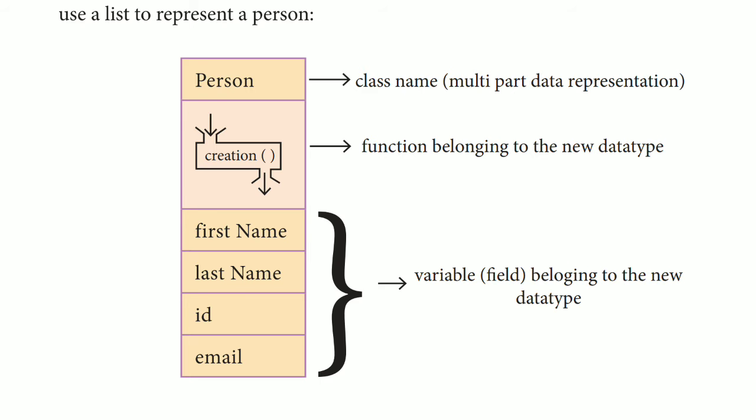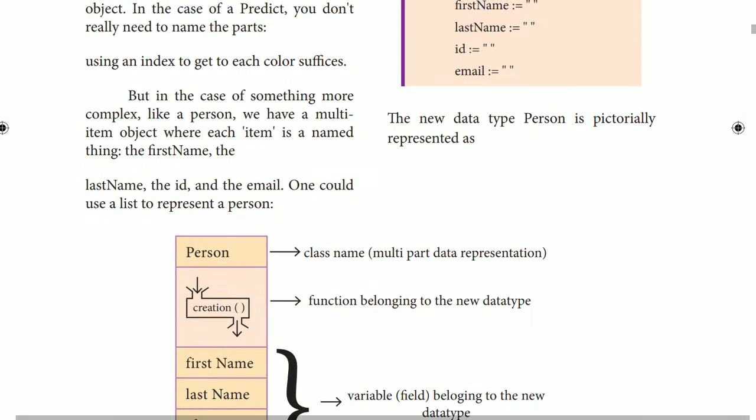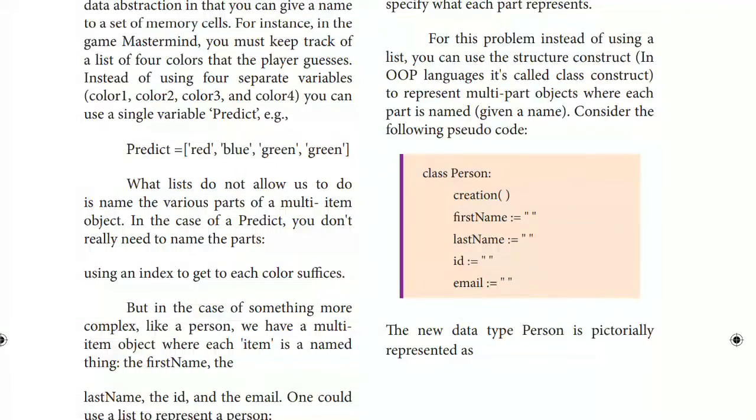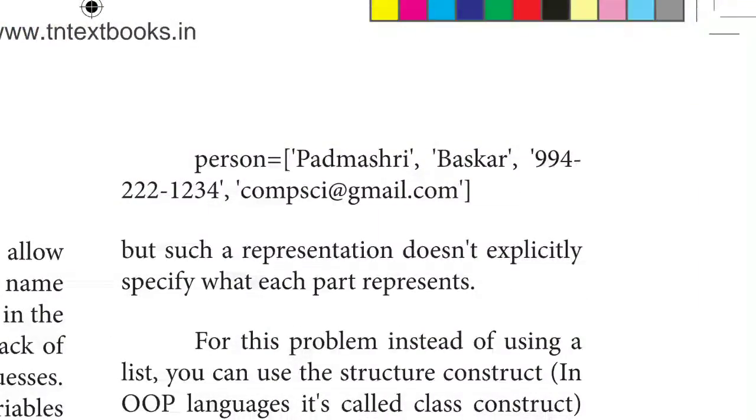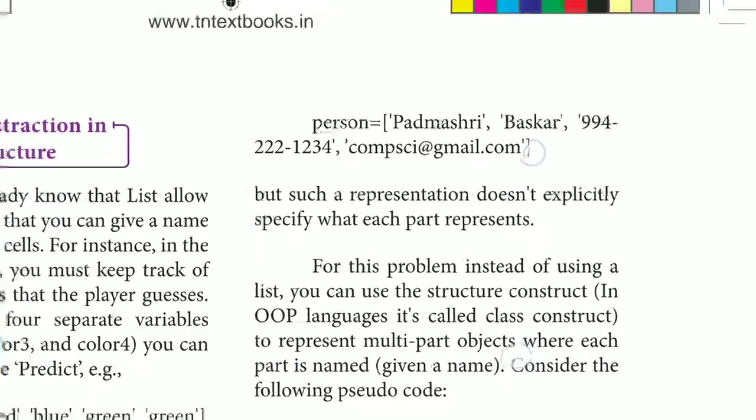And it also has functions. Function means a set of actions which has to be done by the person. So this is known as a structure. Here you can see they have given an example: person is equal to Padmasri, Bhaskar, and the phone number and their email ID. This is a set of values that are stored inside one particular structure.